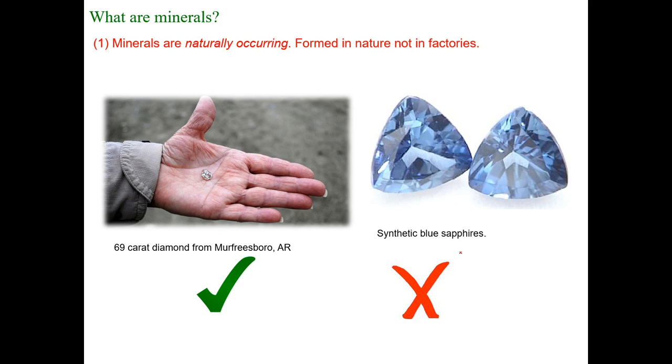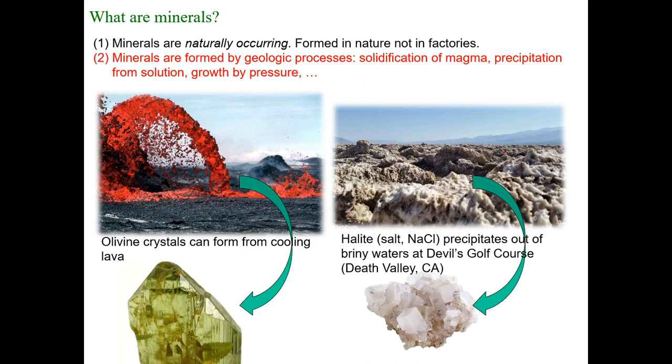The first thing is that minerals have to be naturally occurring, so not made in a factory. These synthetic blue sapphires are not minerals because they were made in a factory. This lovely little diamond from Murfreesboro, Arkansas, is one of the only places in the contiguous 48 states where you can actually find diamonds naturally. That's a mineral because it's made naturally.